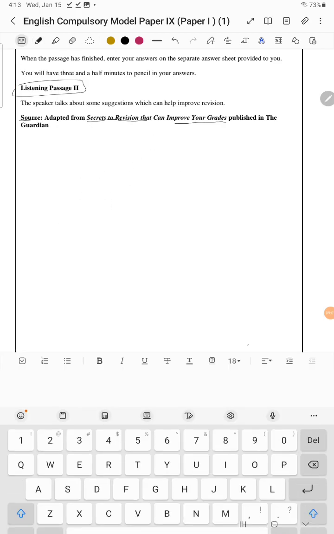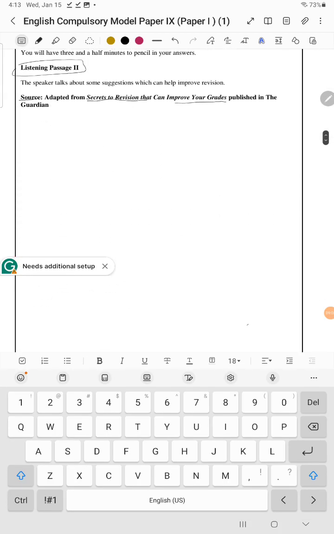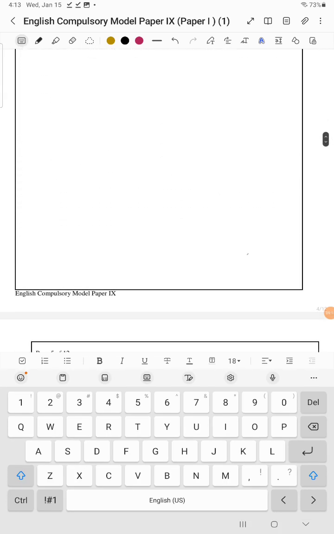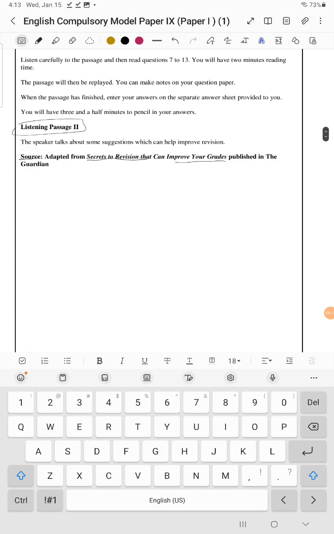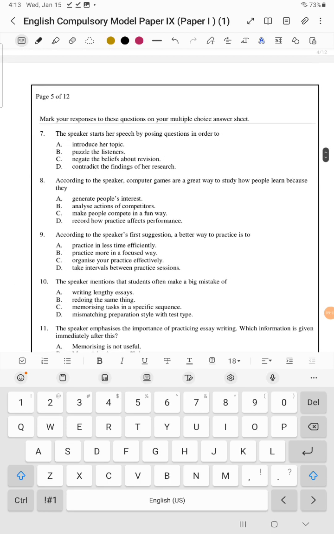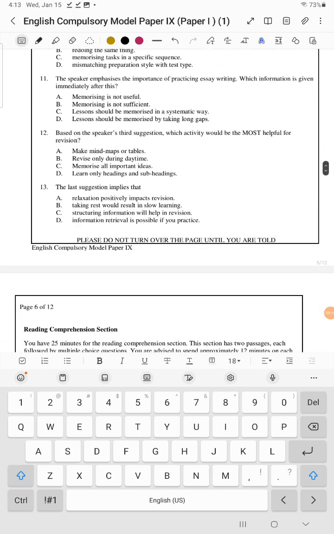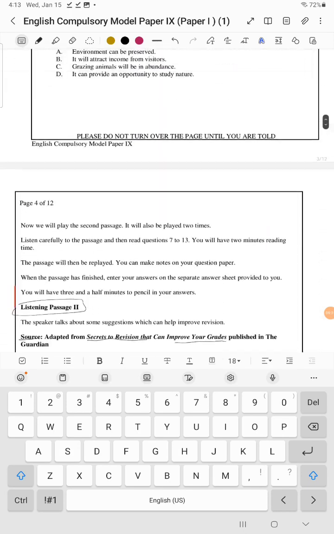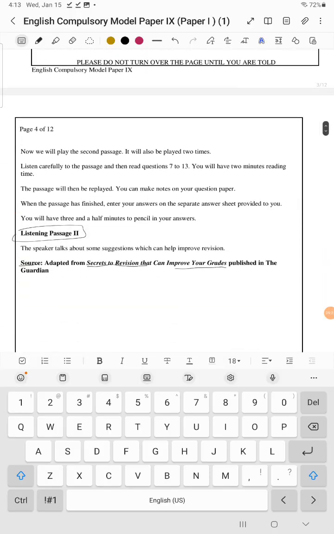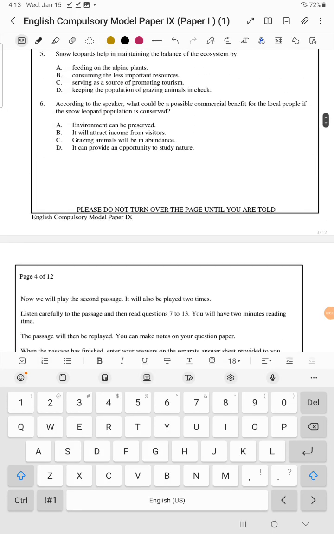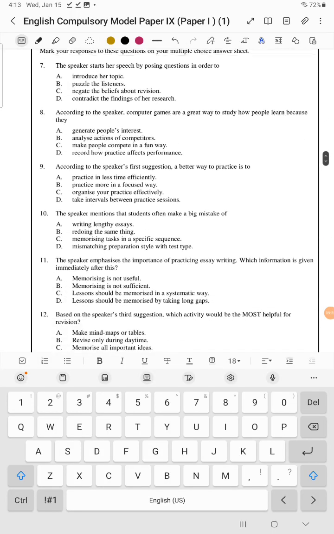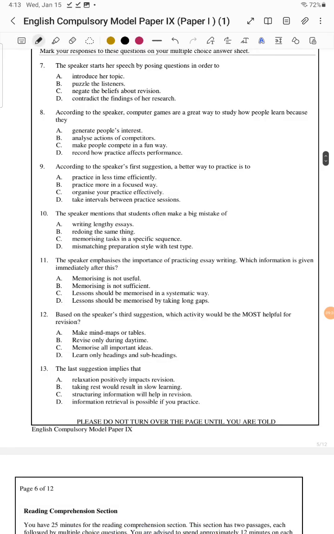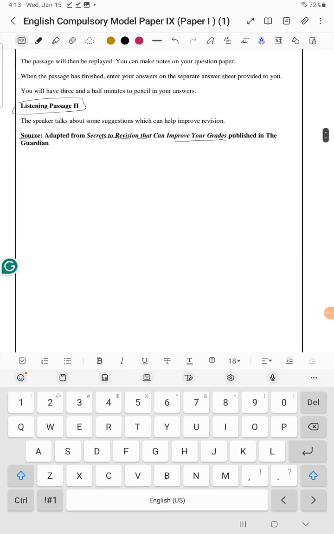First of all, our main target is to excel in the listening passages. After doing both passages, your work is to let me know how many correct answers you got. I think the first passage contains 6 MCQs, and the second passage contains questions 7 to 13. So you have to encircle all the answers, and then check the answer key. I will send you the answer key on WhatsApp.